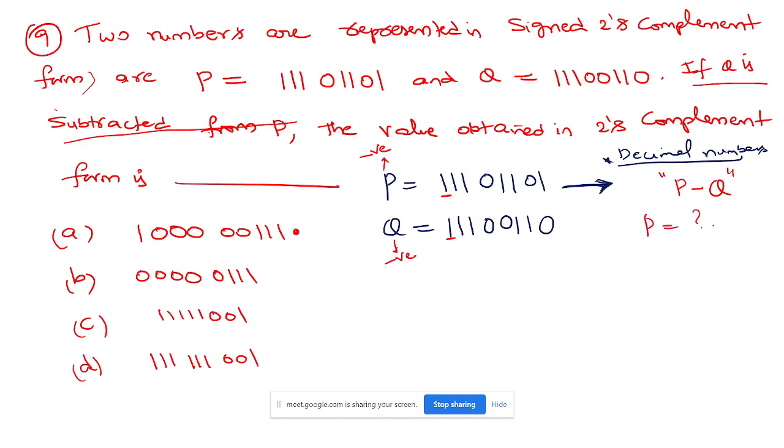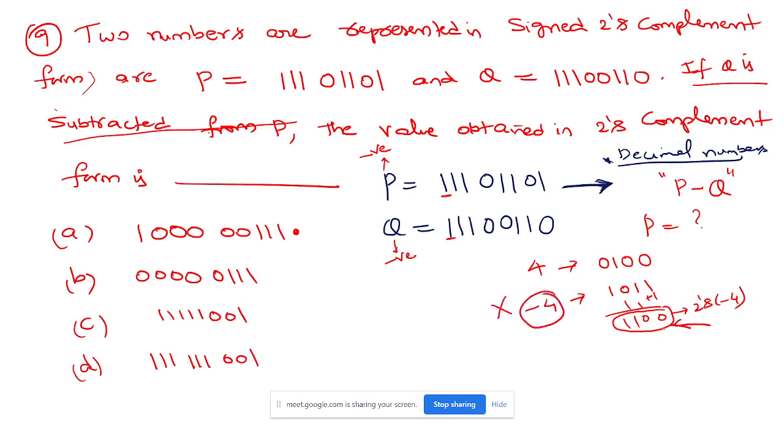What exactly is P? Let's say, for example, I take the number 4. You know the binary equivalent is 0 1 0 0. If I want minus 4, what should I do? I take the 1's complement and then add plus 1 to this. This is the 1's complement, and this is the 2's complement of minus 4. Now my question is, they gave this; you need to find out what this value x is.